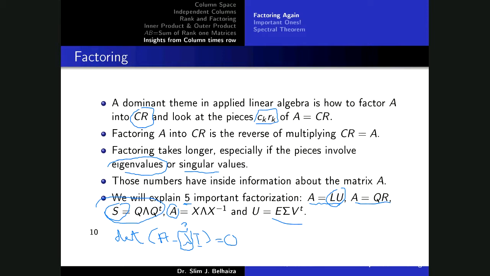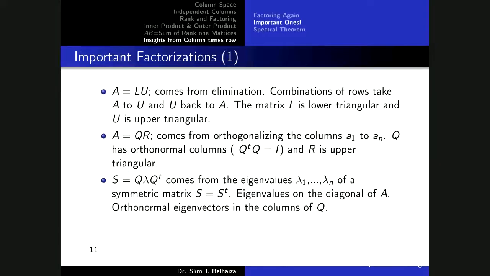So let's talk about the preferred one, but before that I'll just talk briefly about each kind of factorization. The LU elimination is to find combinations of rows that take A to U and U back to A. The matrix L is lower triangular.